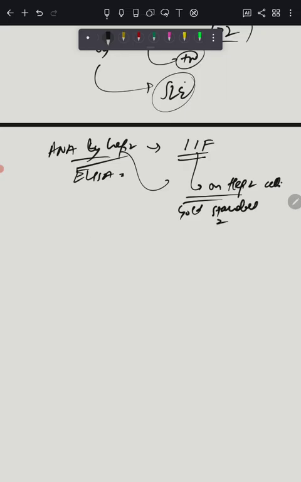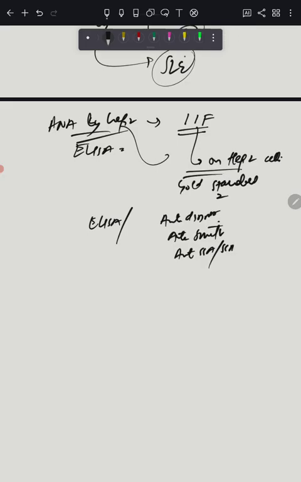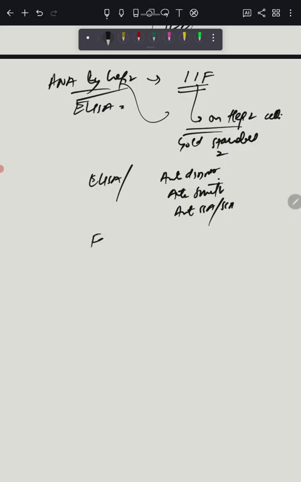Whereas confirmatory or specific antibody testing, be it ELISA or line immunoblot, is done for anti-dsDNA or anti-Smith or SSA or SSB, etc. Why not rely only on ELISA? You see, ELISA may miss important antibodies, and there can be false negatives. A screening test should have very high sensitivity, whereas a confirmatory test should have higher specificity.